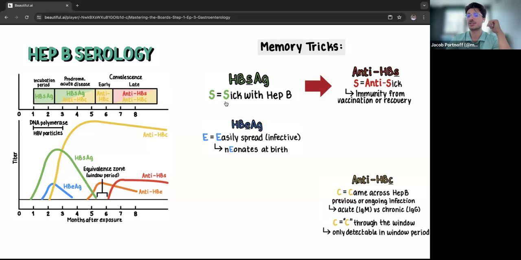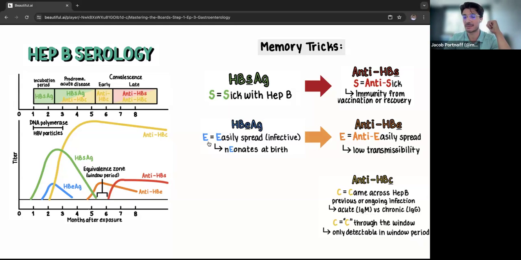Now, I told you guys to pay attention to the S with sick and E with easily spread, right? So your antibodies now to HBS is going to be anti-sick. Okay, really easy to remember that. That's either going to be through immunity or vaccination. If you are vaccinated, everyone, this is the only marker that's going to be elevated. Okay, so they could have given you a picture where this was the only elevated marker, and you have to know that they've just been previously vaccinated. Okay, they haven't had any active infection. They haven't developed these antibodies such as these ones, okay?